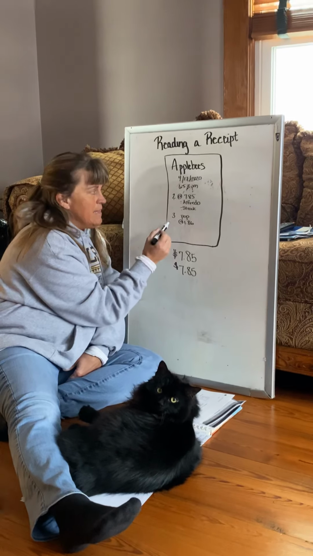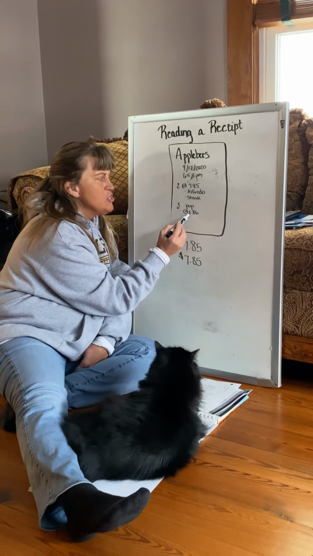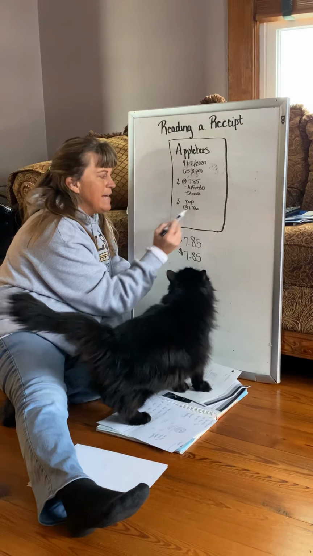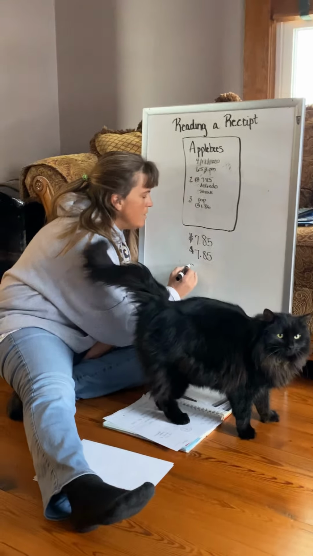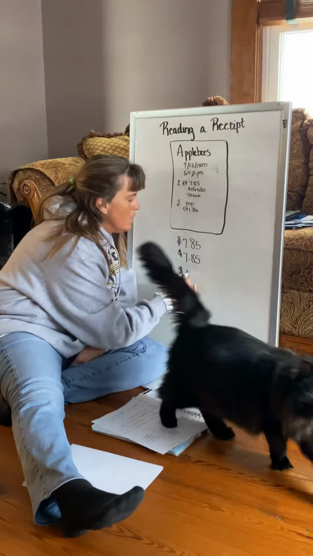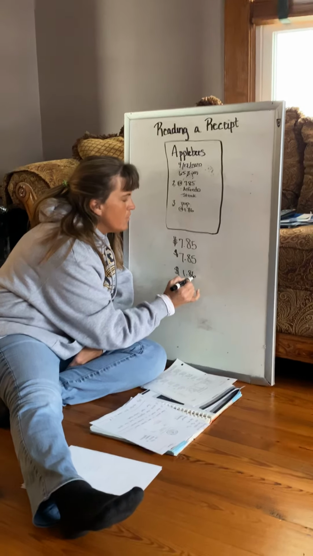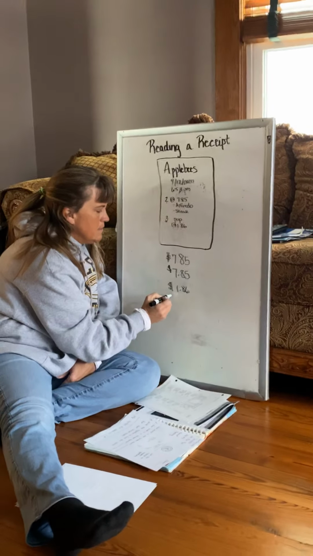I think that I had 3 pops. Each pop cost me $1.86. So I'm going to come down here. Ooh, don't help me. Thank you. I am going to add $1.86 3 times. Okay.